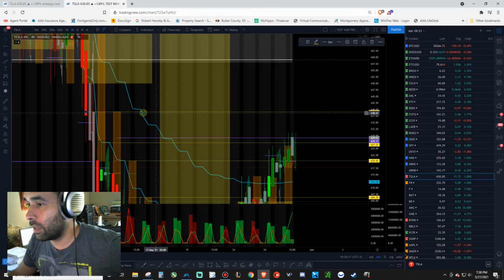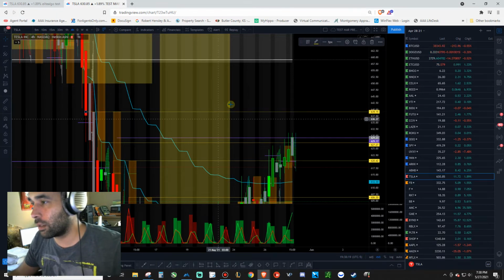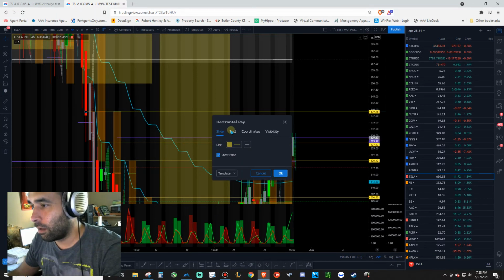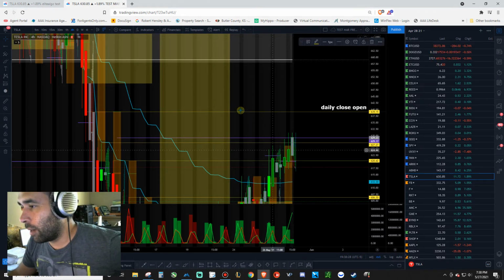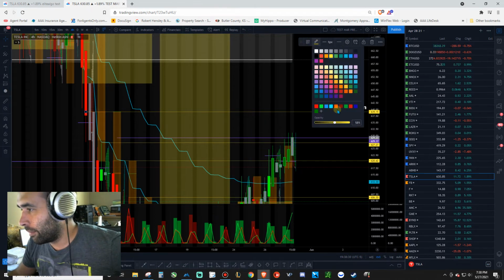So what we're looking at is just a previous close open on a daily. This is just a little mini daily level. You can just mark that here, like a daily close open. I don't even care really when it happened, and then we just make it orange.